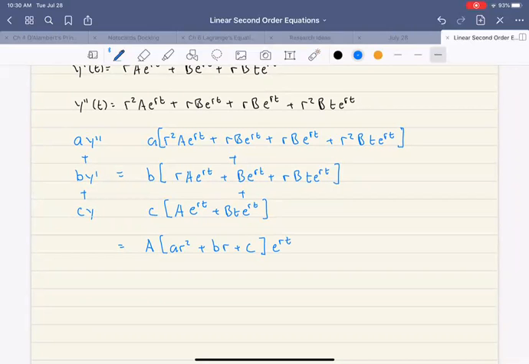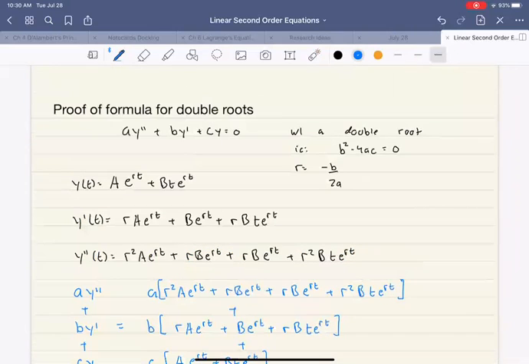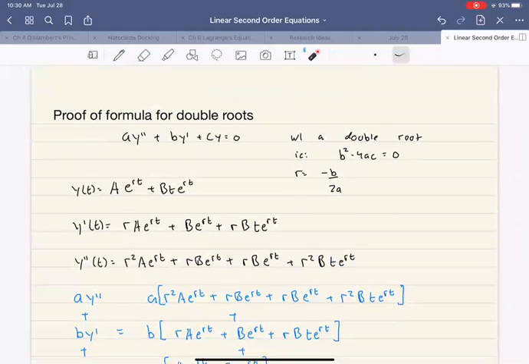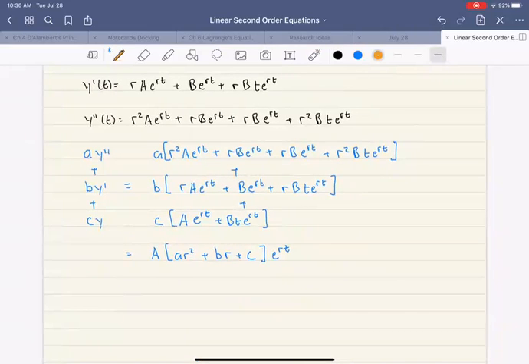So now you can see again, remember, this equals 0. That means that when we have our double roots, AR squared plus BR plus C equals 0. So this is going to equal 0.